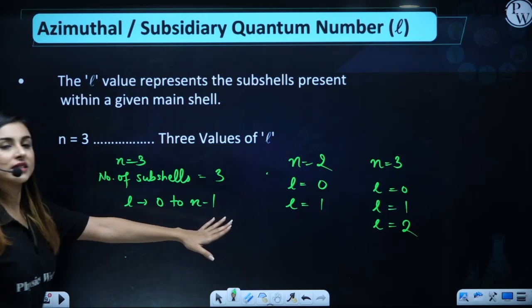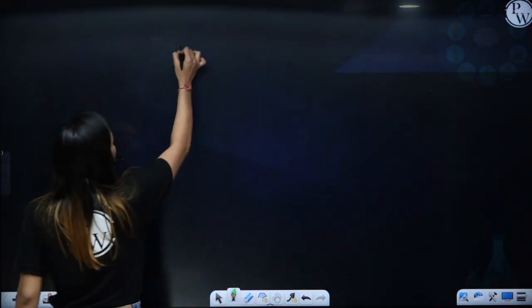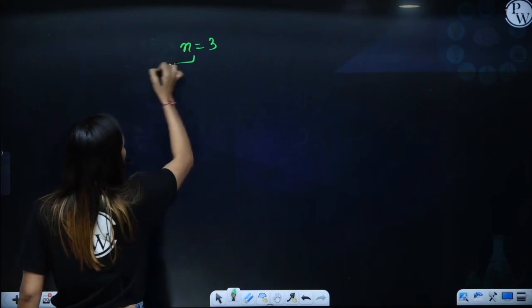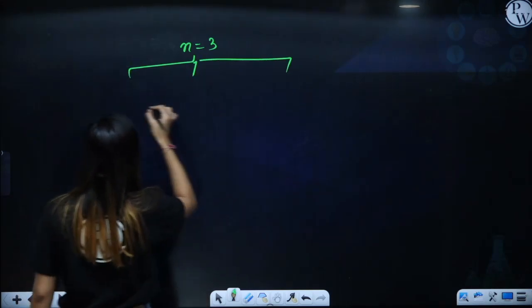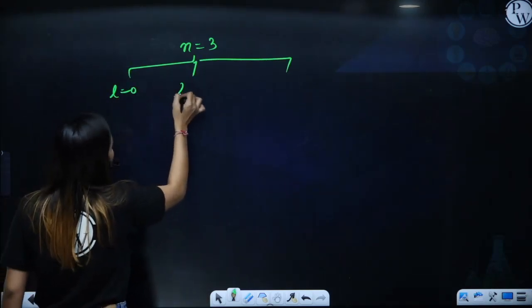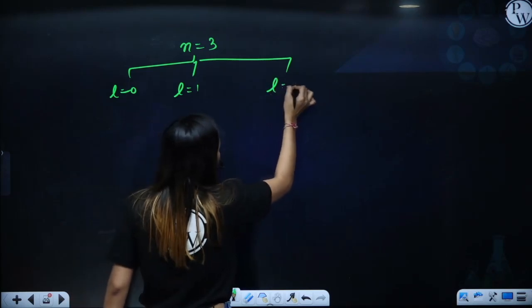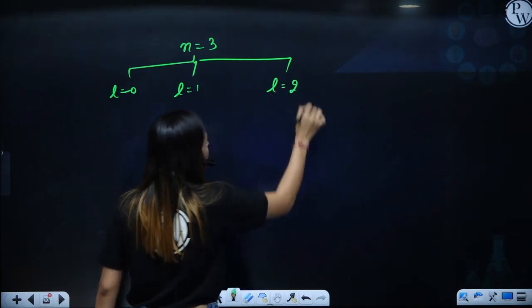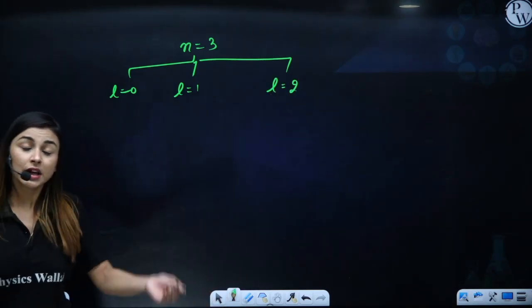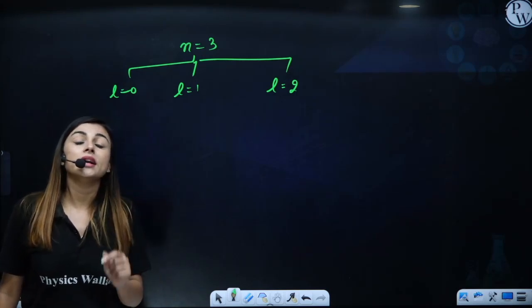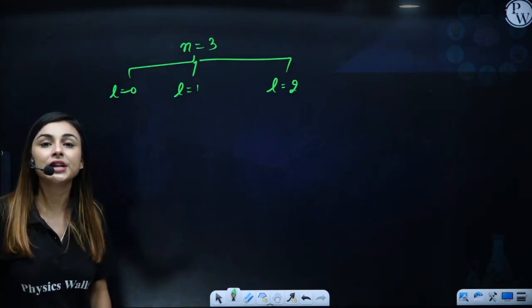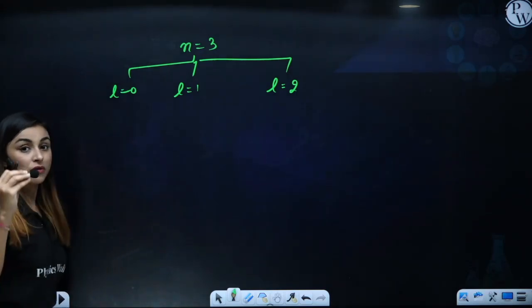Now, this was the important thing. Now I'm going to tell you something really interesting. If I have n is equal to 3, I'll have 3 L values: L is equal to 0, L is equal to 1, and L is equal to 2. These are the 3 values I can have. Now, my dear students, each will have a particular shape, and you have to understand what those shapes will be.